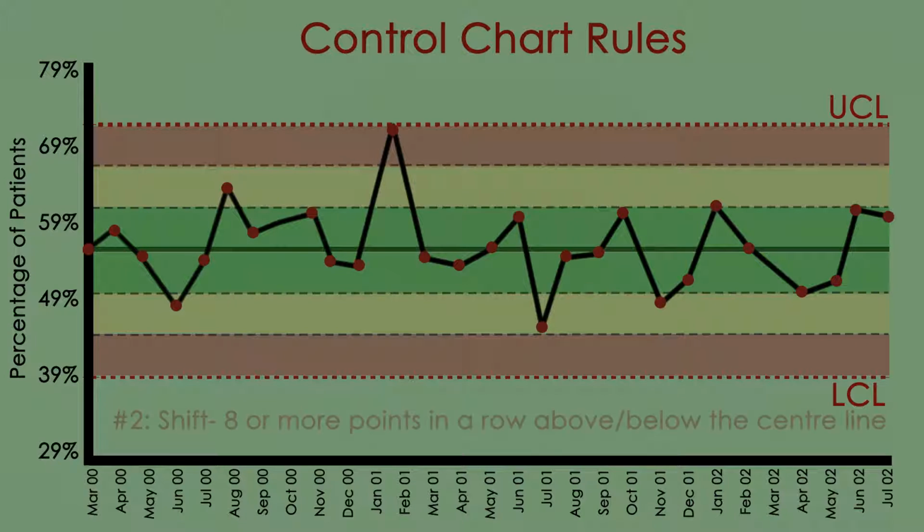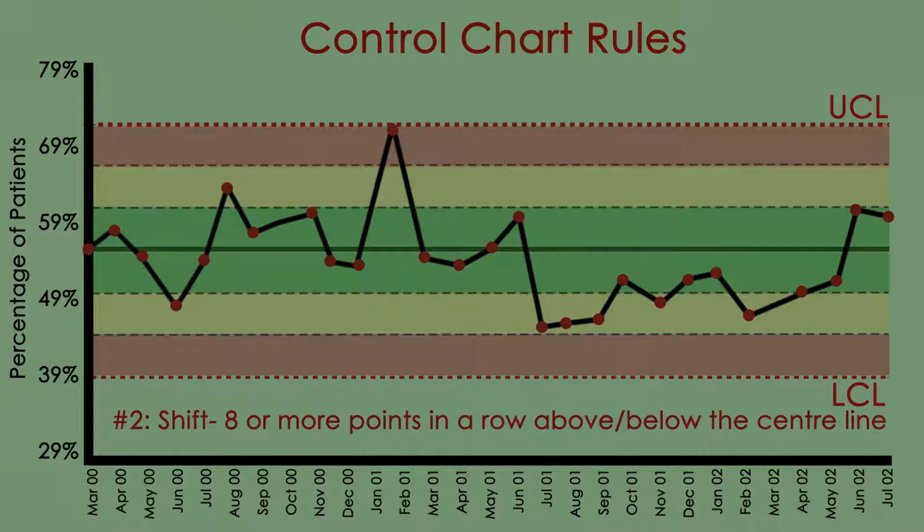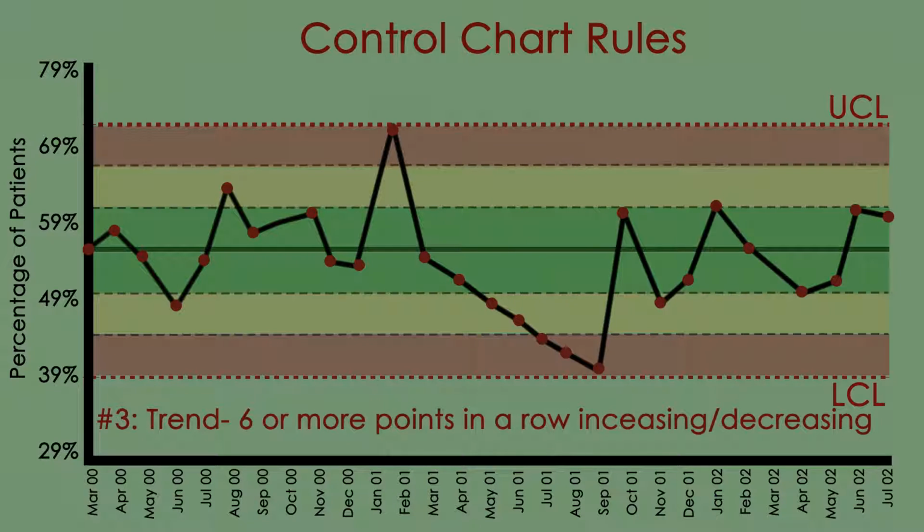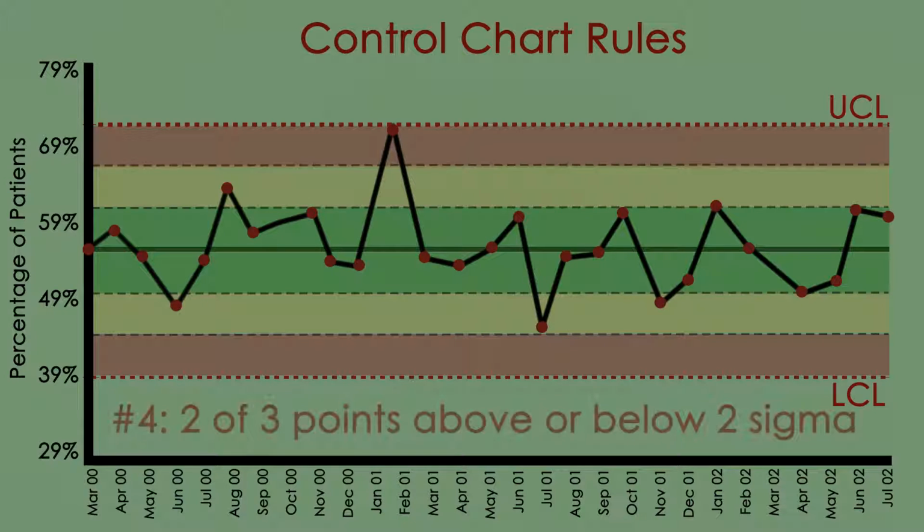Or where 8 or more points appear above or below the center line. This indicates a shift, suggesting something happened in the process during that particular period of time that was not present at other times. If 6 or more points increase or decrease in a row, a trend has occurred and something changed that continuously impacted the process. Or if 2 out of 3 points are above or below 2 sigma, or jump 2 zones, special cause variation has occurred, and this could be an early warning sign of a process shift.